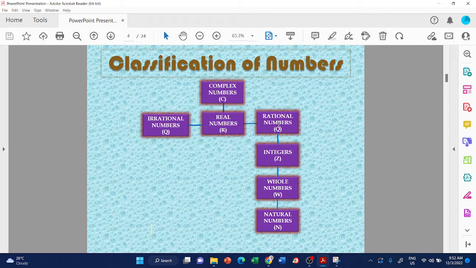And then integers is the set of whole number including negative set. Okay, so integers. Whole number is something 0, 1, 2, 3. So integers we have 0, 1, 2, 3, 4, and then including the negative number. Negative 1, negative 2, negative 3, negative 4.